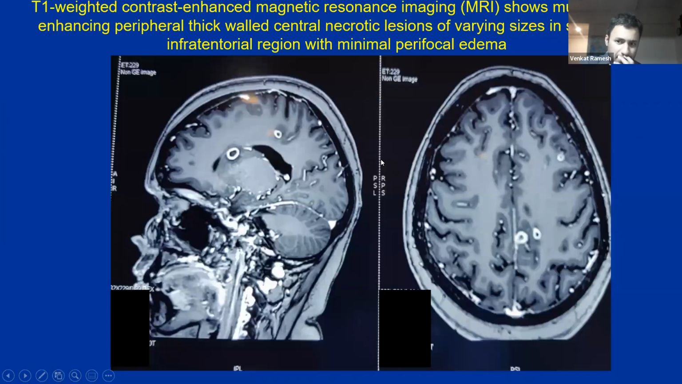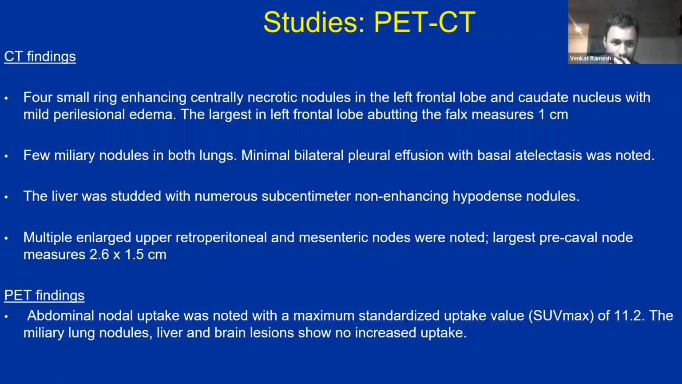In such a case, because there was a very high risk of lumbar puncture, we also got a PET-CT done, and I will show you those findings. The CT showed ring enhancing centrally necrotic nodules in the left frontal lobe and caudate nucleus with perilesional edema, and miliary nodules in both lungs. The liver was studded with numerous hypodense nodules, and multiple enlarged upper retroperitoneal and mesenteric nodes were noted. The largest precaval node measured 2.6 by 1.5. The abdominal nodal uptake was noted with an SUV max of 11.2. The others did not show any uptake.